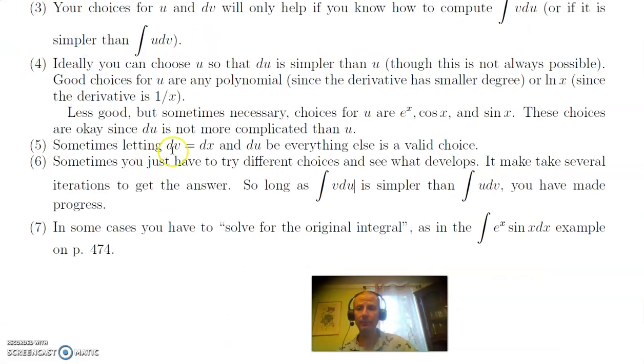Now, point 5 almost feels like cheating. It is always an option to let dv equal dx, because then the integral of dx is just x. And then du has to be everything else, but we can find any derivative no matter what. So it's always a choice, and especially if there is no other possible thing to try, it's something to give a shot with.